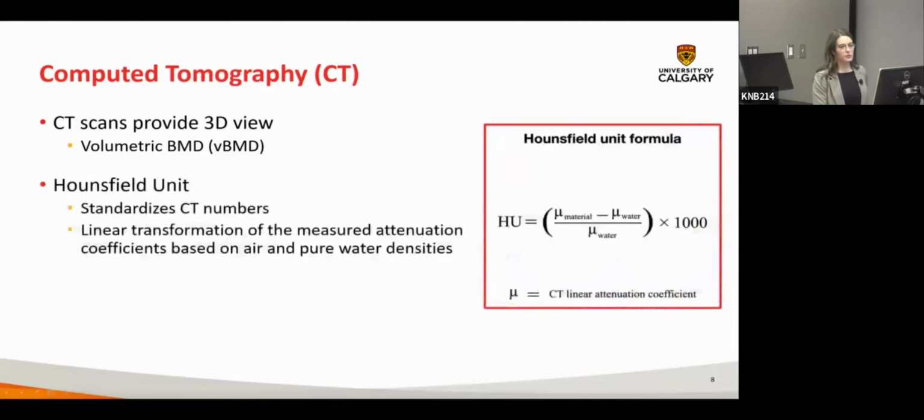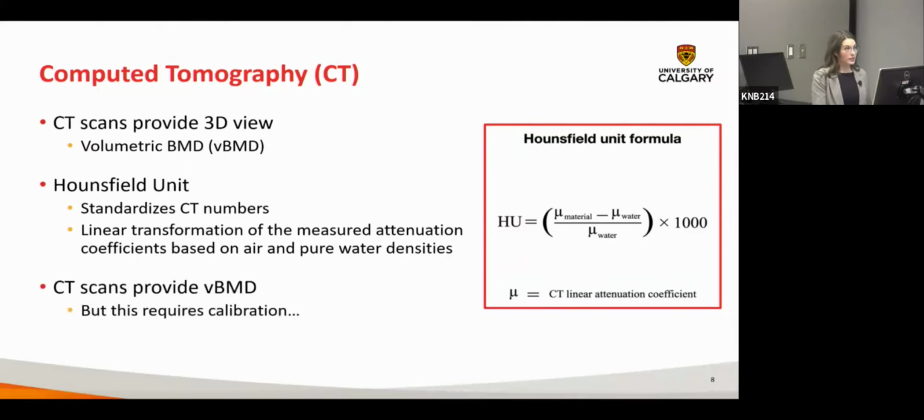Often what you'll hear associated with computed tomography are Hounsfield units. All Hounsfield is actually doing is standardizing the CT numbers. It is a measure of attenuation, how many X-rays actually got to the detector. The technical definition is a linear transformation, taking the measured attenuation coefficients and calibrating them to air and pure water. Since Hounsfield units are a measure of density in some ways, they can sometimes be used as a surrogate measure of BMD.